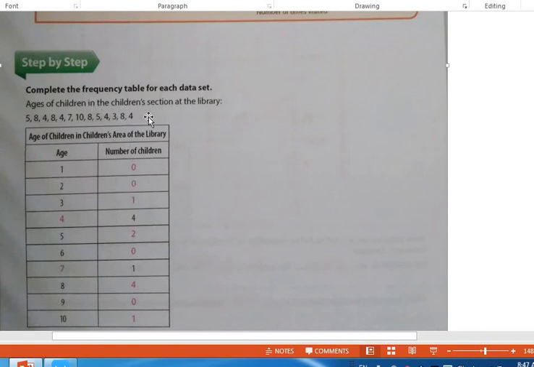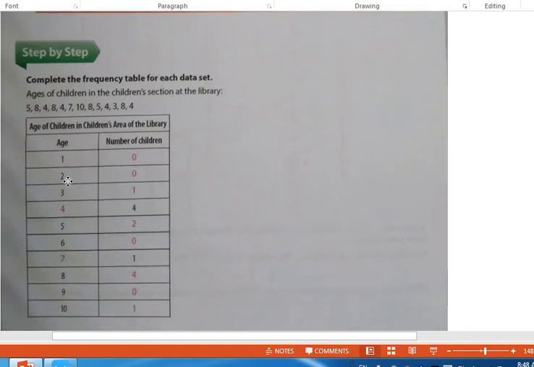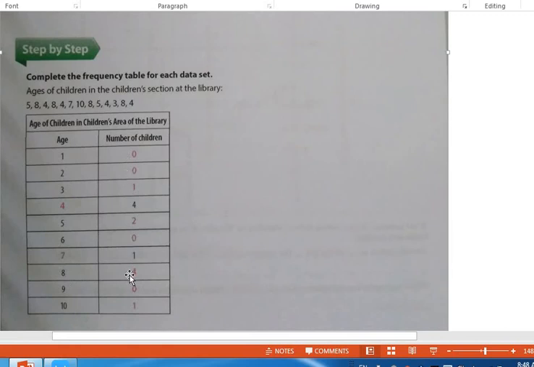Ages of children in the children's section at the library. I have 5, 8, 4, 8, 4, 7, 10, 8, 5, 4, 3, 8, 4. I write here the age of the children in the children's area of the library. I have here the age and here the number of children.